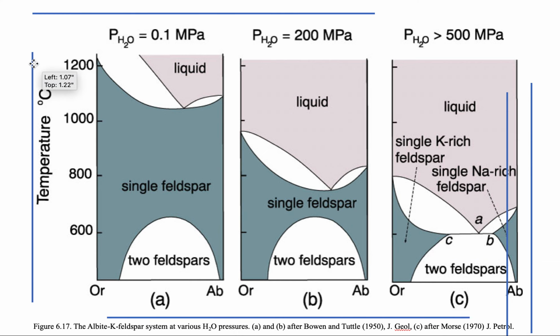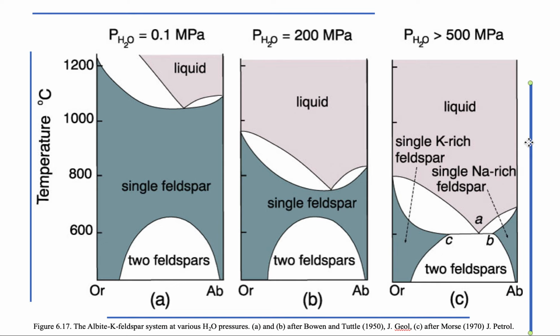So that is the case at 500 MPa or higher, when we have a much higher total water pressure, a greatly expanded liquid stability field, because again, liquid is able to absorb those water components, whereas the feldspars are not. And that changes the topology for us and how we interpret these diagrams.